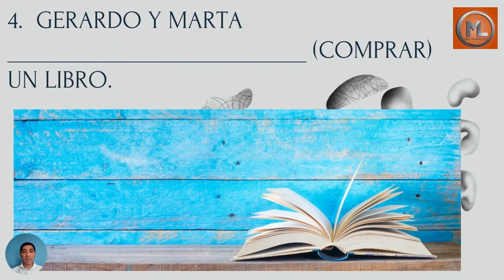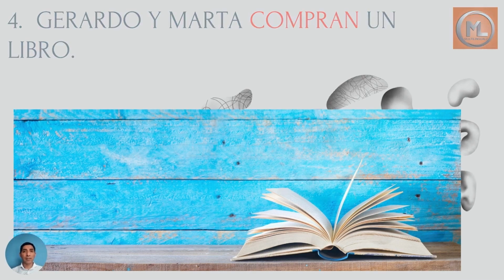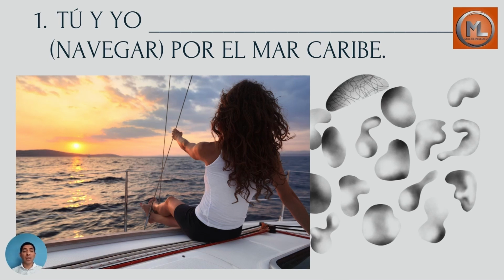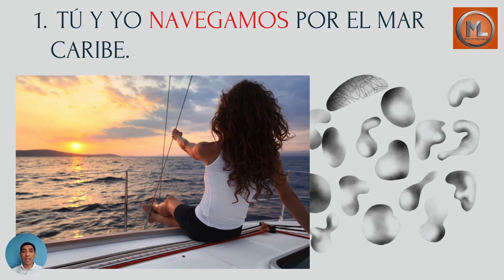And what about this one? Gerardo y Marta comprar un libro. Gerardo and Marta to buy a book. This is a first conjugation verb. Gerardo y Marta compran un libro. Tú y yo navegar por el mar Caribe. You and me to sail on the Caribbean Sea. To sail is also a first conjugation verb. Tú y yo navegamos por el mar Caribe.